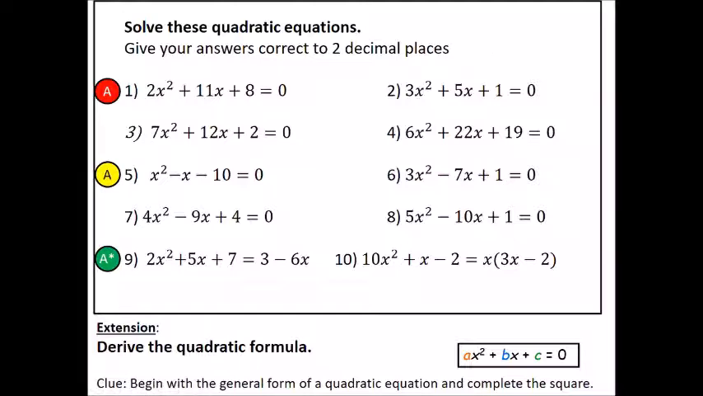If you manage to whiz through this and do it quickly, you've got an extension task that you might find quite fun. I want you to try and derive the quadratic formula. Let's say you've got a quadratic ax squared plus bx plus c equals 0. How did mathematicians discover that this formula works? I'm going to give you a clue. You can take this general form of the quadratic equation and get to the quadratic formula by completing the square. So you can make x the subject by completing the square.